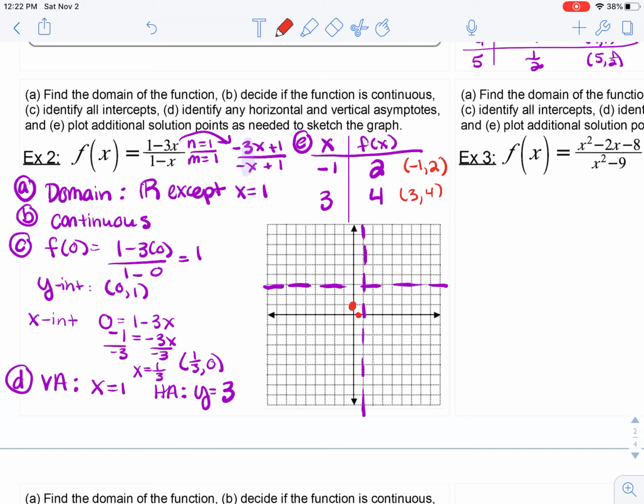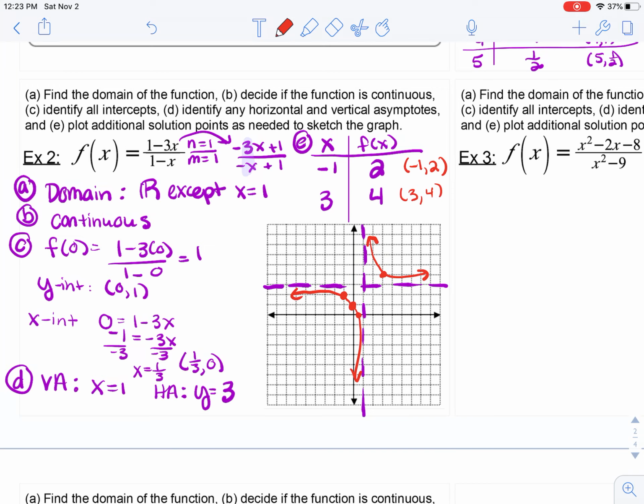So then -1 reaches up to 2. And then 3 was 4. So to the right 3, up 4. So you know it's going to essentially hug these asymptotes. And this would be the overall shape of my graph.